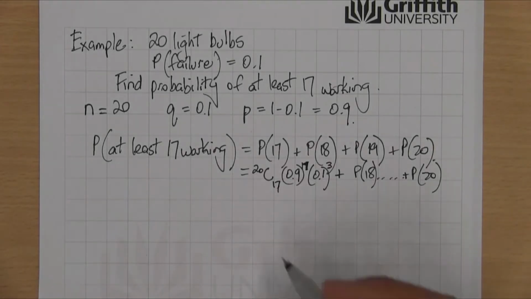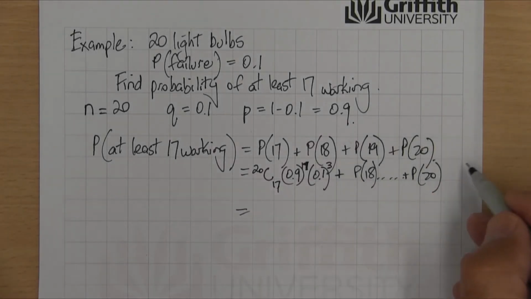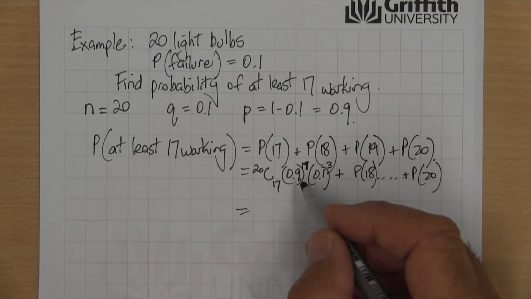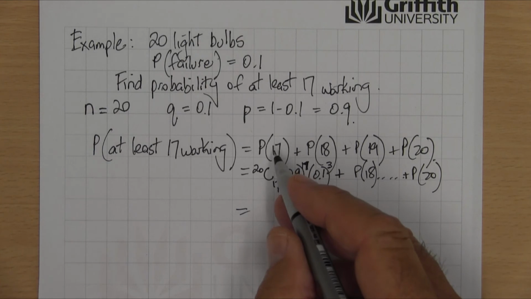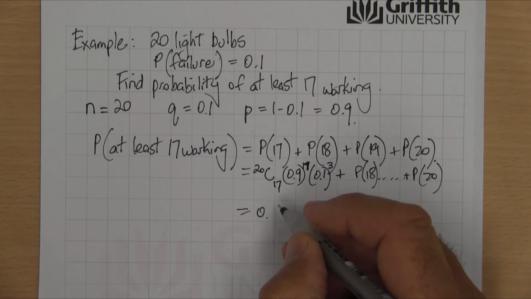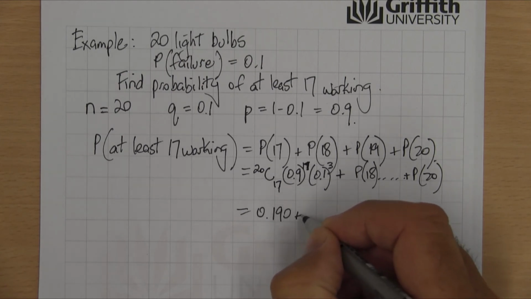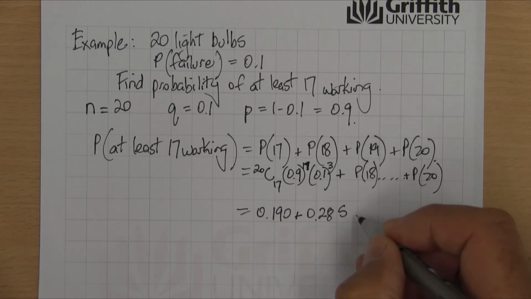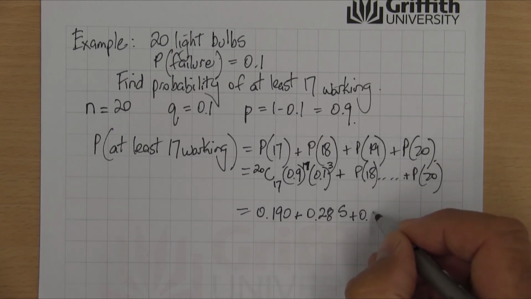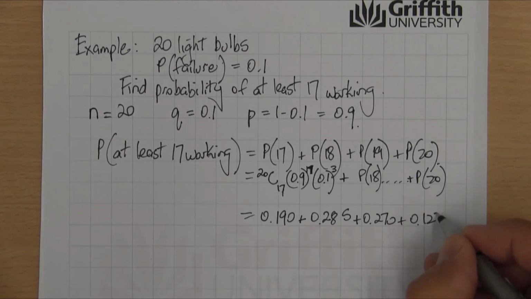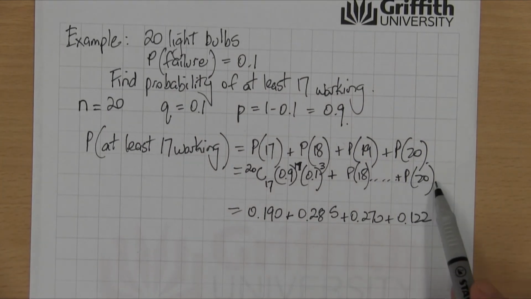So go back to our working here. Instead of working this out without a calculator, it's virtually impossible, it would take quite a long time. So the probability of 17 successes, going to the table, would be 0.190 plus 0.285 plus 0.270 plus 0.122. So that would be the probability that you're going to get all 20 of them working.